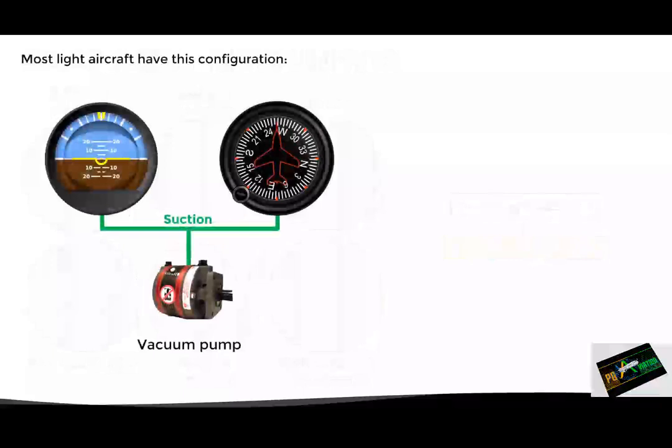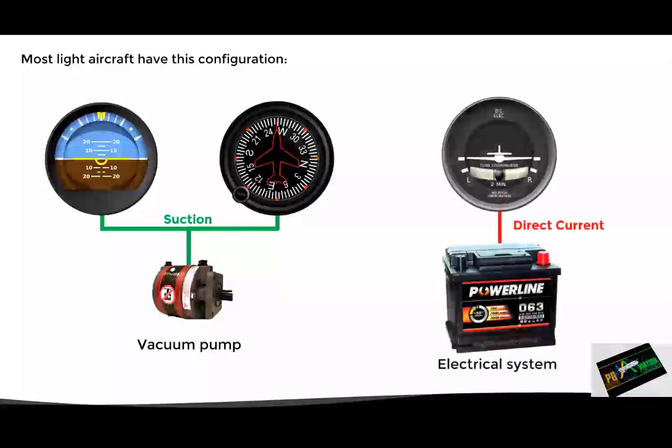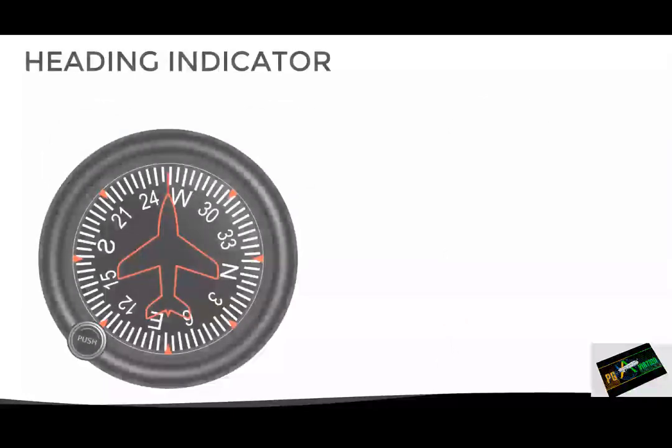The vacuum pump provides suction to drive the gyros of the attitude indicator and the heading indicator, while the gyro of the turn coordinator is driven by direct current from the aircraft electrical system. With this in mind, let's take a closer look at the heading indicator.